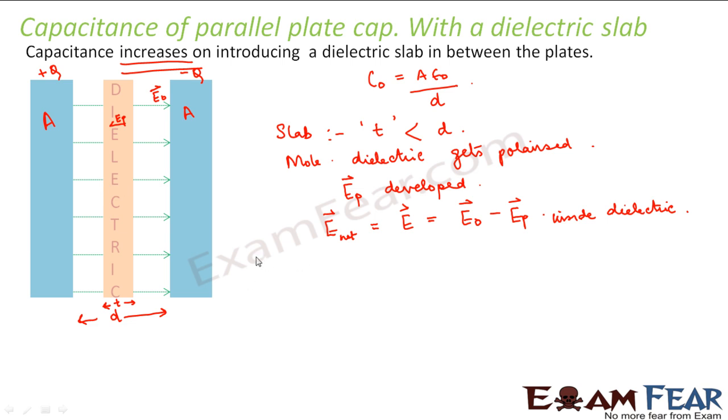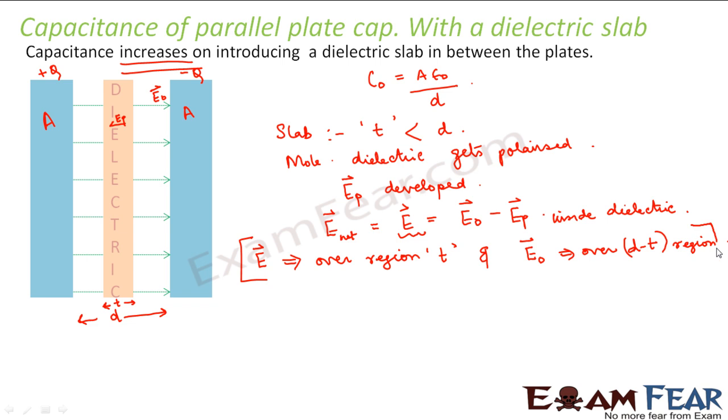So basically what is happening now? This electric field E, the reduced electric field, is operating over region T. And the electric field E0 is operating over the remaining region, that is, over D minus T. This is how the electric fields are acting right now.